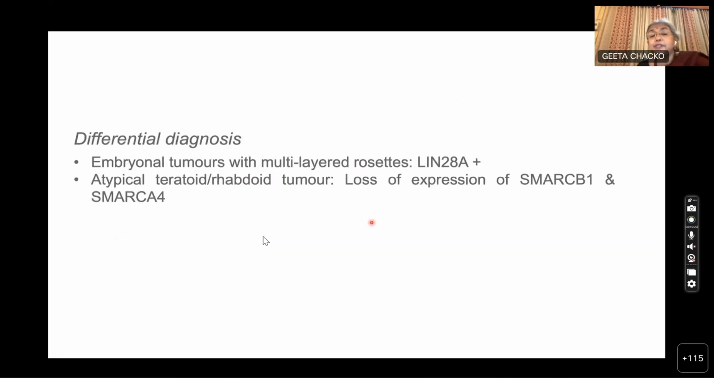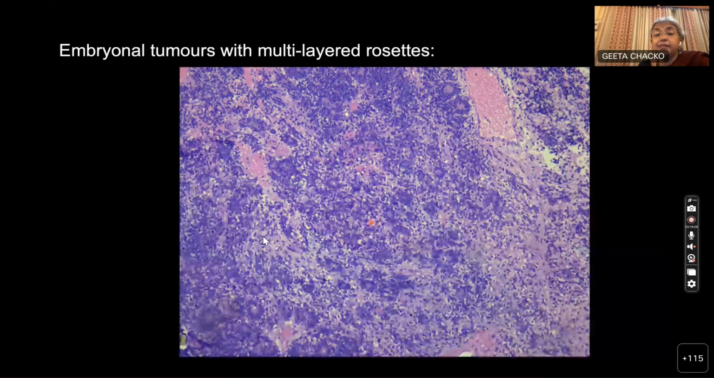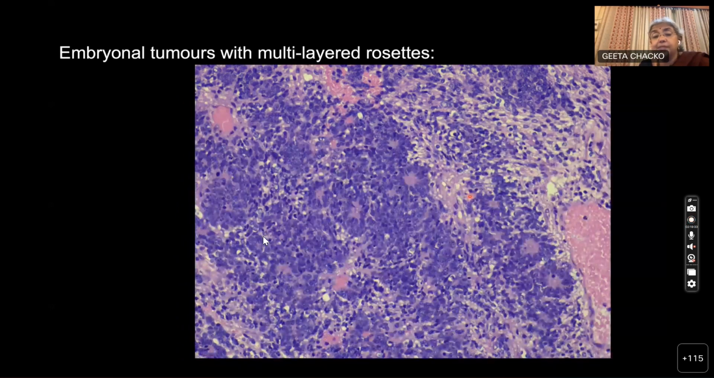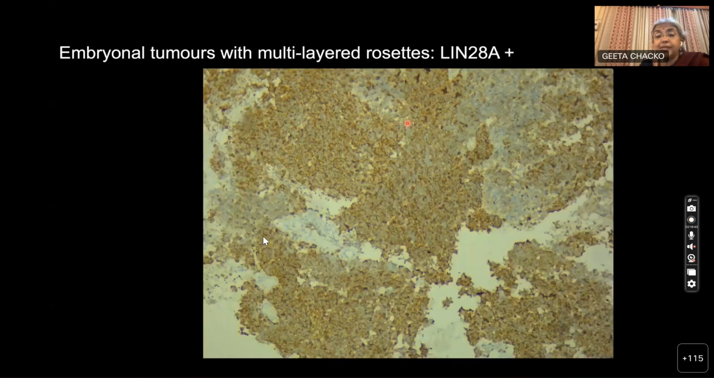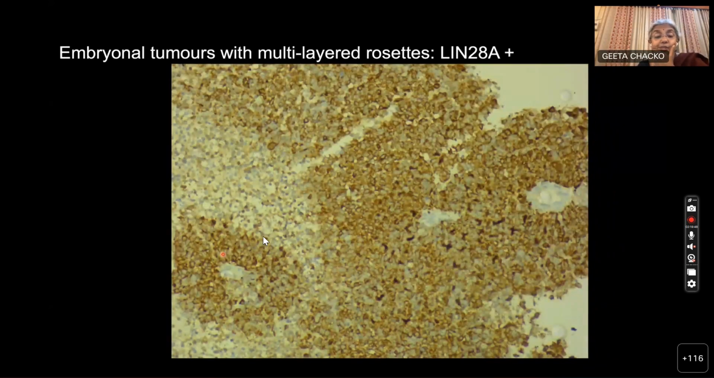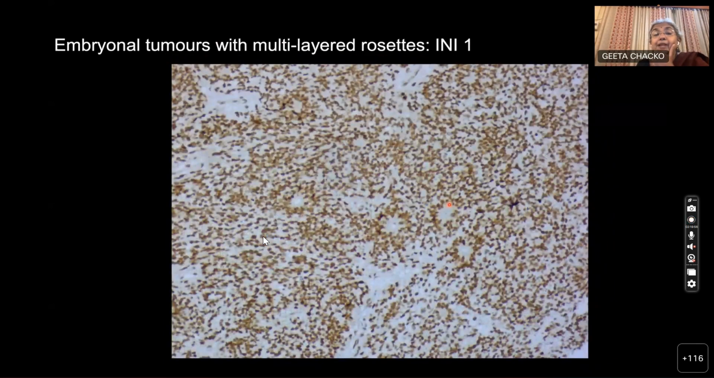Now, I said the differentials are the ETMR and the ATRT. This is an embryonal tumor with multi-layered rosettes, a very hypercellular tumor. There's some necrosis here, but you can see within this, these rosette formations. And these tumors are positive for a marker called LIN28, and that is very specific to these tumors. So you can see here these rosettes staining with LIN28. So this is one of the differentials for the medulloblastoma. They will have a retained expression of INI1.